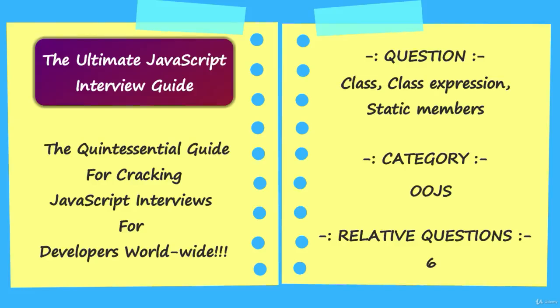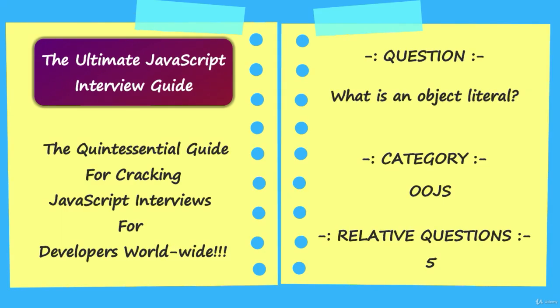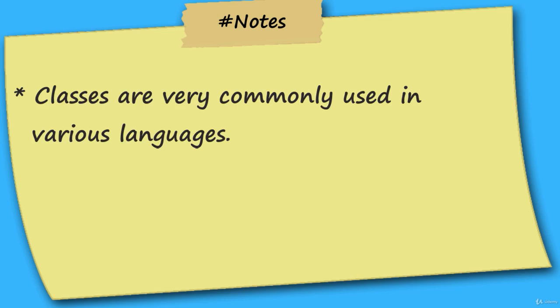So in this topic, we are going to discuss questions like how the class is created, what is class expression, and we are going to discuss static members. There will be 6 relative questions to these topics. I assume that you have already gone through previous questions of object literal and this object before you move on to this section.